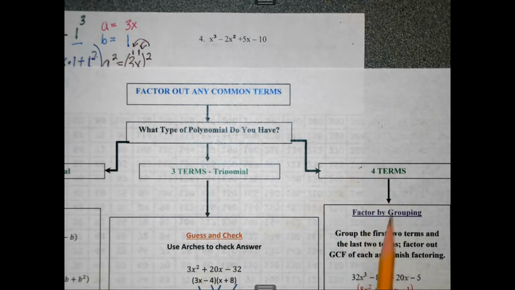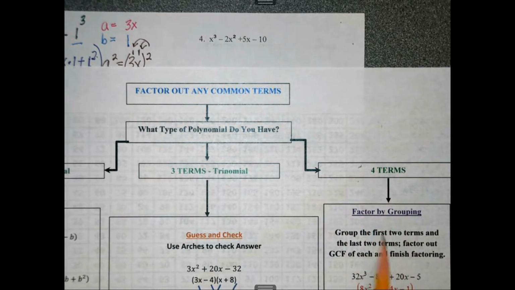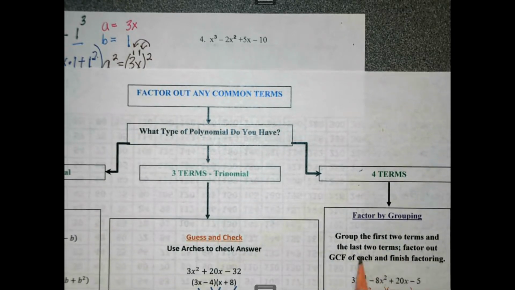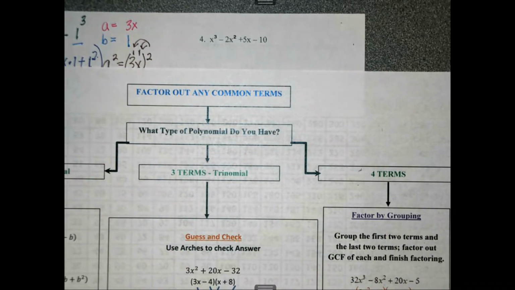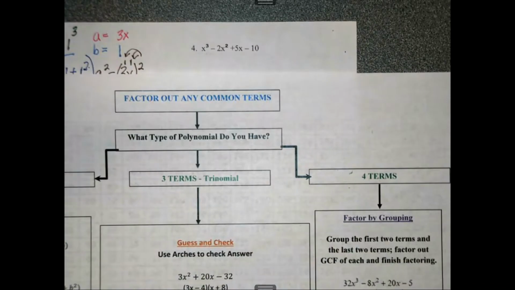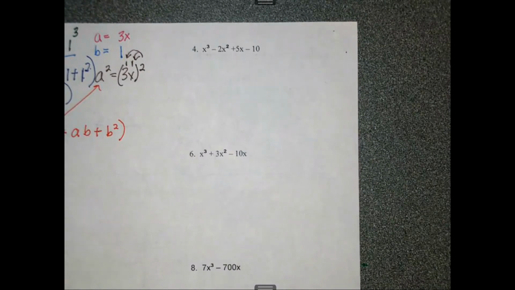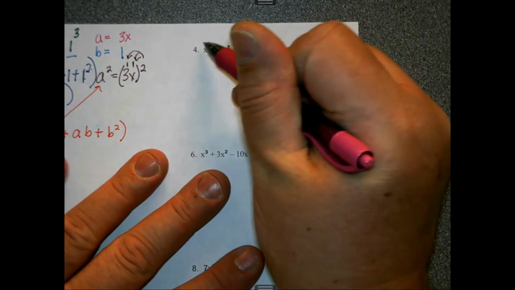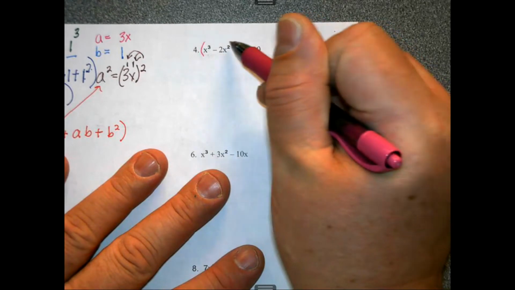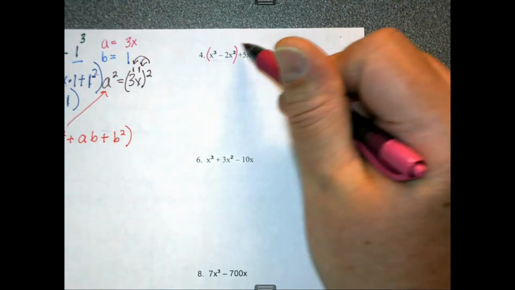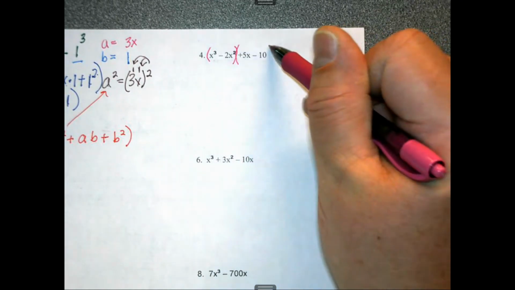So we're going to what's called factor by grouping. What we do is we group the first 2 terms and then the last 2 terms and factor out the greatest common factor. Well, I'll show you how to do this. What do we use for grouping? Parentheses, right? So I'm going to group the first 2 terms. Then I'm going to group the second 2 terms.